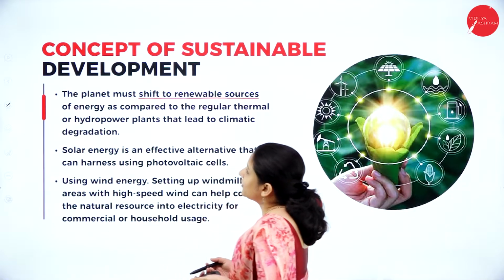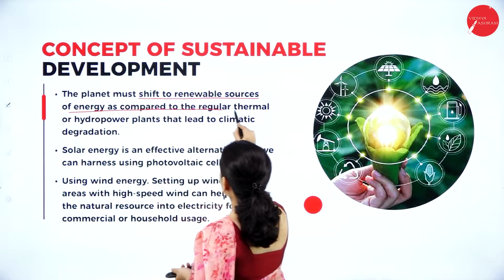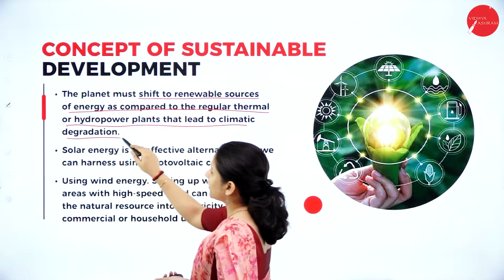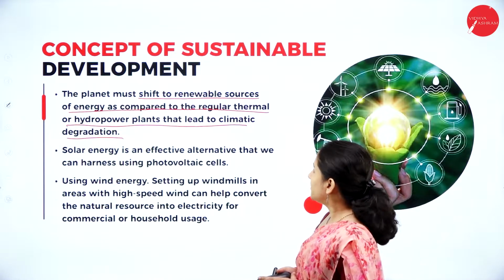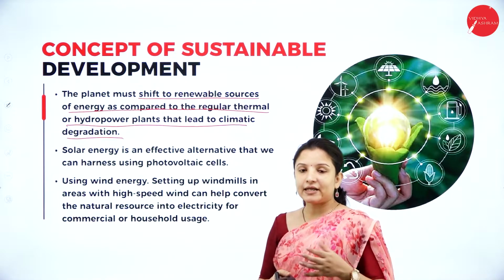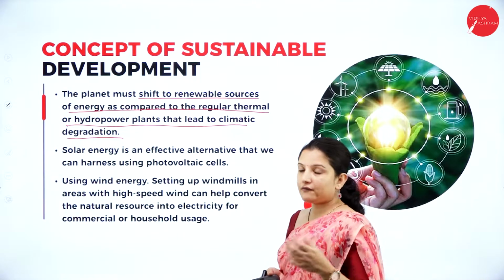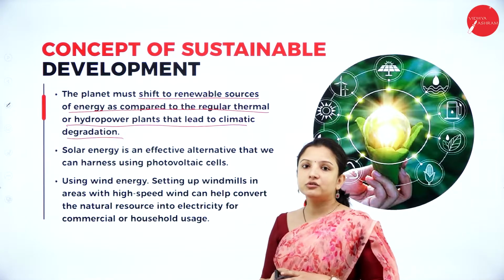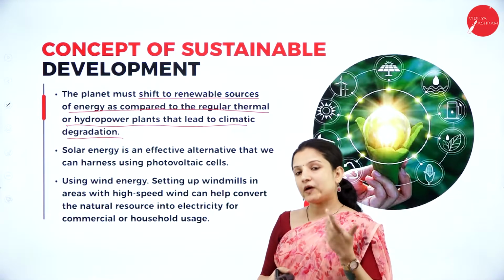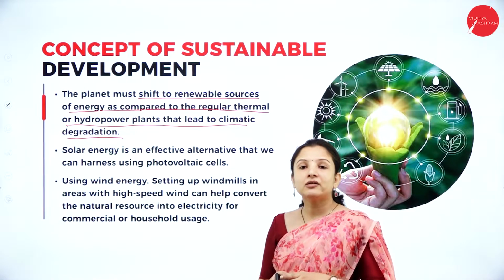So, the planet must shift to renewable resources of energy as compared to the regular thermal or hydropower plants that lead to climatic degradation. Thermal power plants give out a lot of harmful waste, which is difficult to dispose of as well, and is a threat to the environment. And hydropower plants make use of water energy to produce electricity. And once the water depletes, what happens? The production of electricity can get completely stopped.